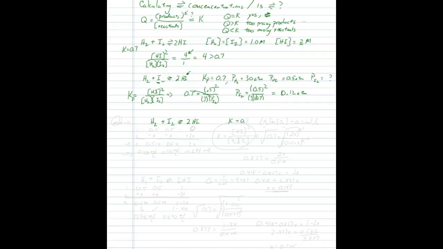K is equal to 0.7 in this case. And we're going to use our ICE table because our initial concentrations of H2 and I2 are the same, and they are equal to 0.5 moles per liter. And that is all the information you have. So plug in these for the moles per liter.